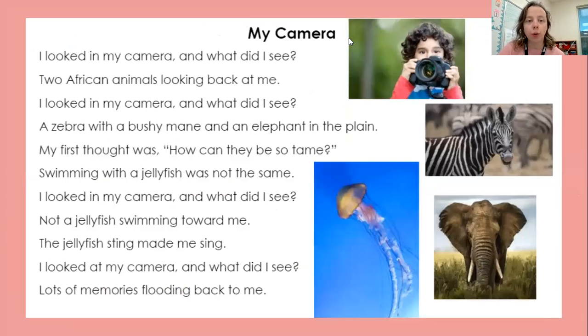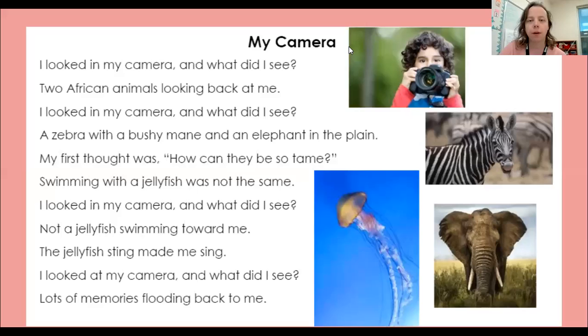So just to review our poem, my camera. Let's take a look at this poem. Oops. Technical difficulty. There we go, much better. All right, friends, so let's take a look at our poem, My Camera.